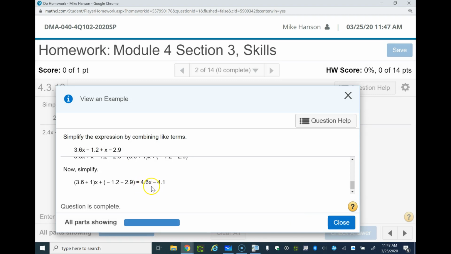So when we add it, we get 4.6x. So when we add this one and the one together, and then we subtract these two, we get this together. Now here, we're not going to move any further. A lot of students want to go ahead and say 4.6 minus 4.1, and we don't want to do that because, again, what are we trying to learn in this section? Combining like terms. Like terms means this has to have an x beside it before we can subtract it. So this has an x, this does not, so this is our final answer. You don't do anything else to the problem.